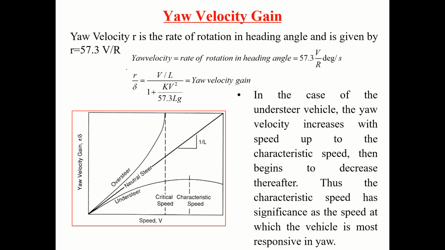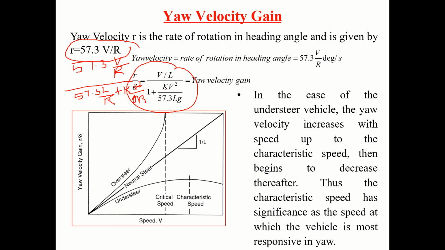Yaw velocity gain. Yaw velocity we have defined like this, and delta we know. Correct. So you write 57.3 V by R. Delta is equal to 57.3 L by R plus K V squared by GR. So then simplifying, you will get like this.